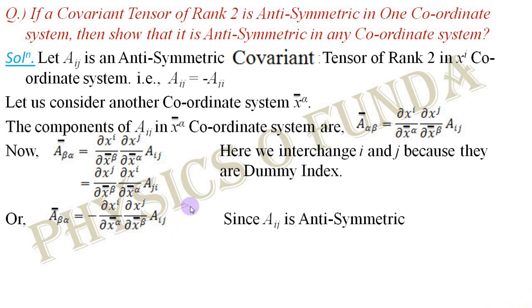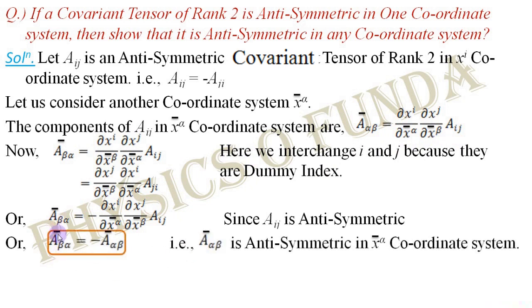We get a bar alpha beta with a negative sign, because here this term is totally identical with this term. That means this portion should be replaced by a bar alpha beta and the negative sign already here. That's why we can write a bar beta alpha is equal to minus of a bar alpha beta. That means if we consider Aij is antisymmetric covariant tensor of rank 2 in unbarred coordinate system, we also see that this is also antisymmetric in barred coordinate system.